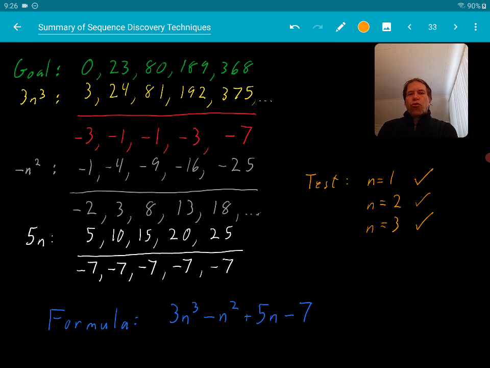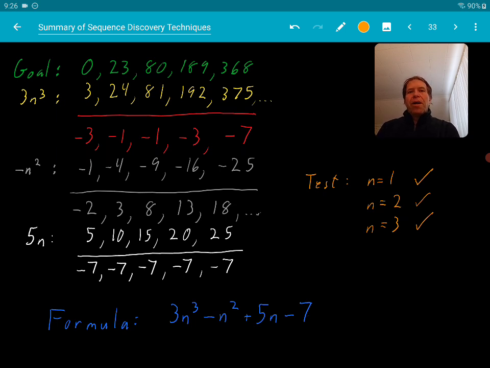If we plug in n equals 2, 2 cubed is 8, times 3 is 24, 2 squared is 4, so 24 minus 4 is 20, 2 times 5 is 10, so that gives us 30. Minus 7 is 23, so 2 gives us the correct value of 23. And finally, n equals 3: 81, minus 9 is 72, plus 15 is 87, minus 7 is 80. So this formula does give us the correct values for n equals 1, n equals 2, and n equals 3. I will let you test 4 and 5 if you're interested in testing 4 and 5.